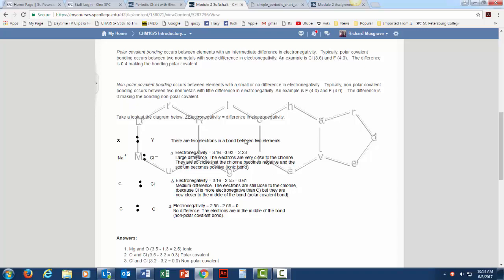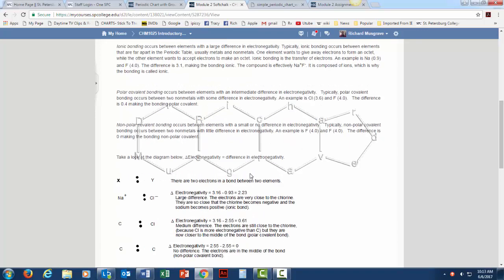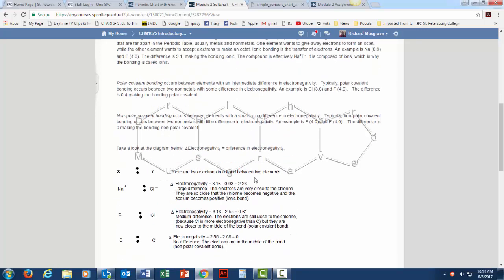And again, I would really want you to read through this and get a good understanding of why we have different kinds of bonding for different differences in electronegativity.